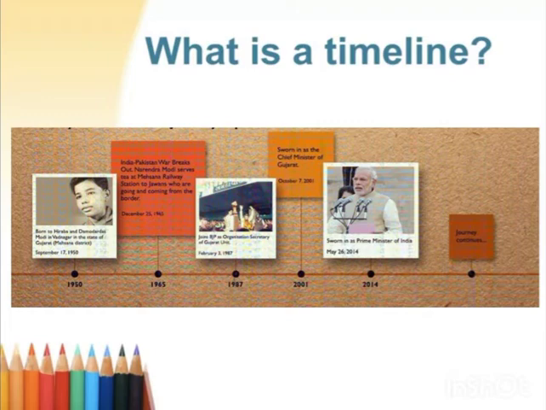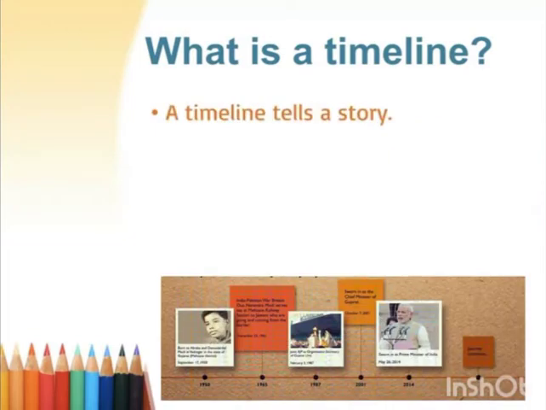Now this is a timeline of our Prime Minister. It starts from the time 1950 and till you can see the year 2014, and it's written the journey continues, means this timeline has not ended because he's still the prime minister. So a timeline tells a story. Now the story can be about a person, it could be a product, it could be a company.